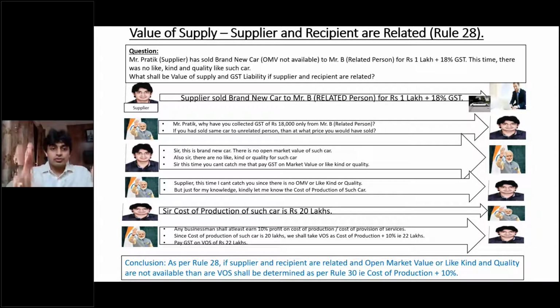Okay, so this is how you have to come when the supplier and recipient are related. This is how you have to find out the value of supply. In this order, first, if you get an answer in open market value, that is the value of supply. If not, like kind or quality or features. Again, if you can't find an answer, then cost of production plus 10%. And if still not, then any reasonable method. Any residual method will be followed.